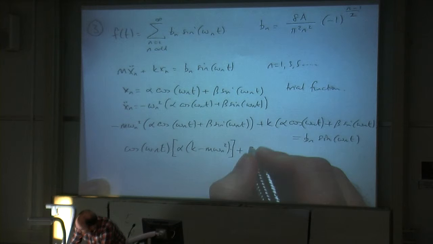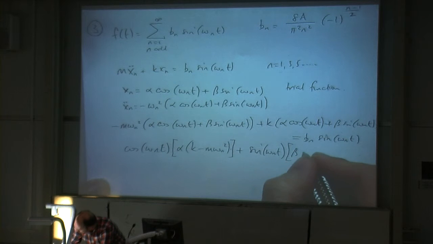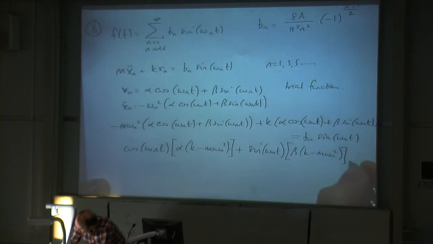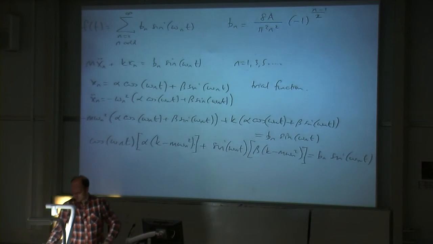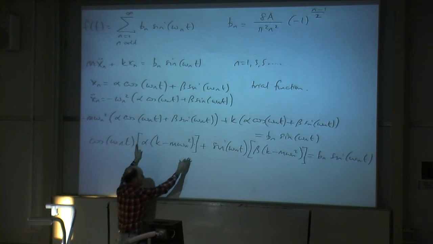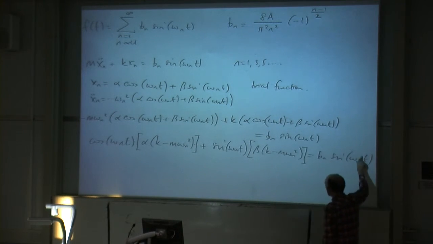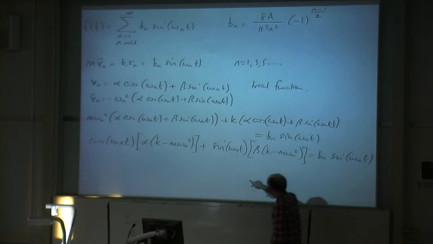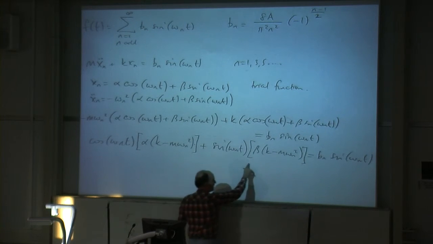So this is just rearranging this equation. Sine of omega_n t, we have beta times k minus m omega_n squared, equals b of n sine omega_n t. So that's just this equation rearranged, grouping the terms that have cosine omega_n t, which is that lot, and then the sine omega_n t, and that lot. And because there's no cosine on this side of the equation, therefore this coefficient here must equal 0, and this coefficient here must equal b of n.